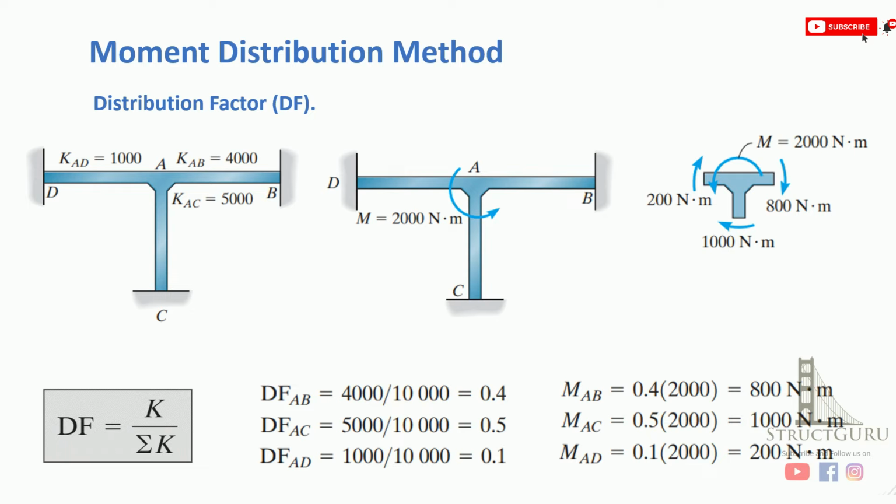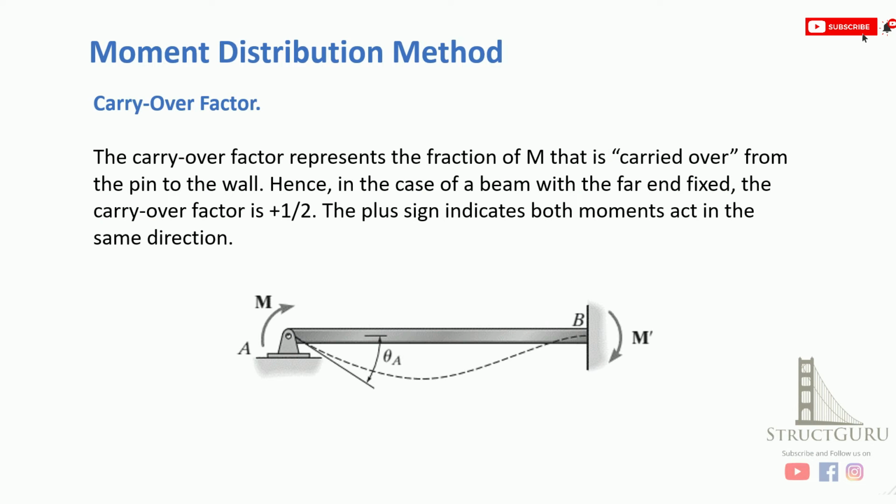and that's why the sign is changed whenever you solve the table for moment distribution. And finally, we have another factor, which is the carryover factor. Carryover factor means how much moment is carried over from the pin to the wall. So typically it is half of the moment which is carried over from the pin joint to the fixed joint.